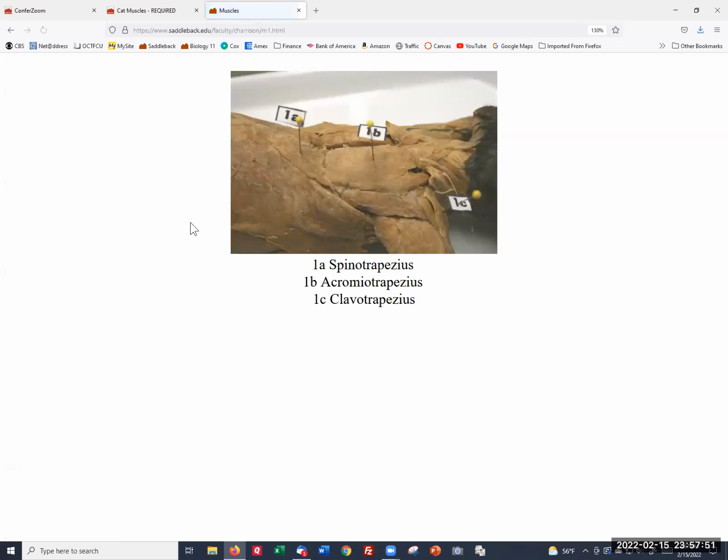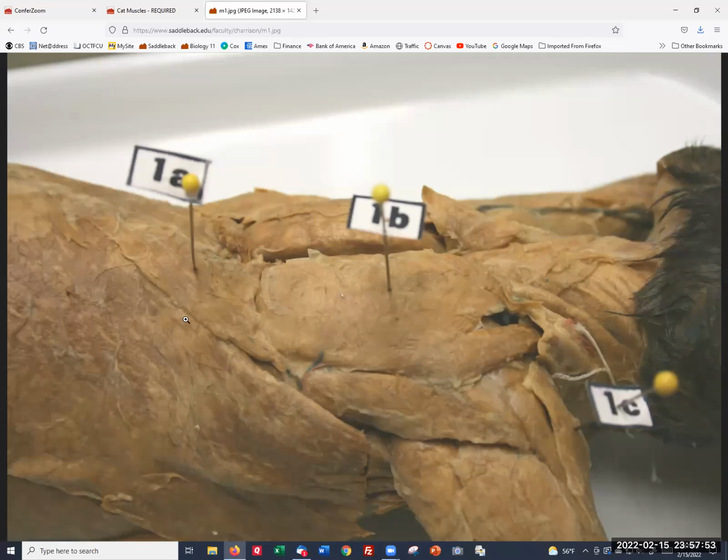Okay, the trapezius. The trapezius on the cat's broken into 3 parts. I allow you to just give me trapezius as the answer, no matter where it's pinned. Back here, the spinal trapezius we talked about the other day, the acromiotrapezius, and down here, this piece was the clavotrapezius.